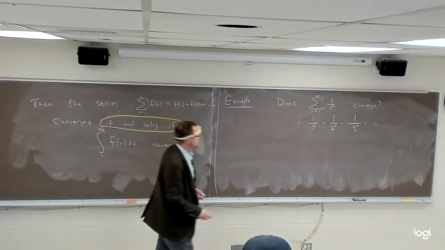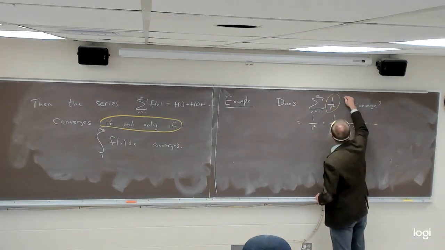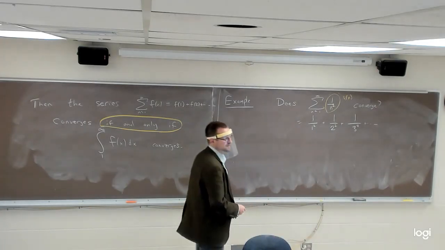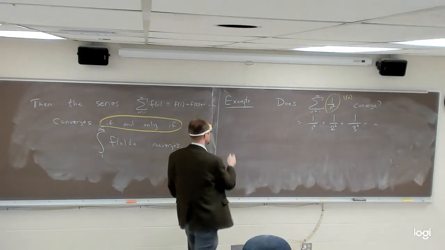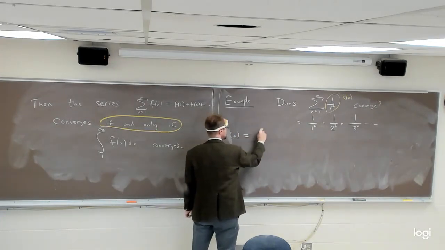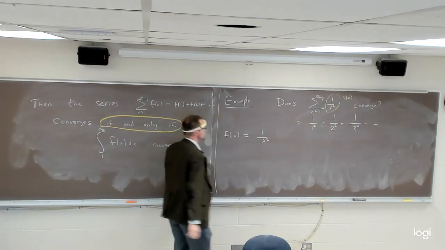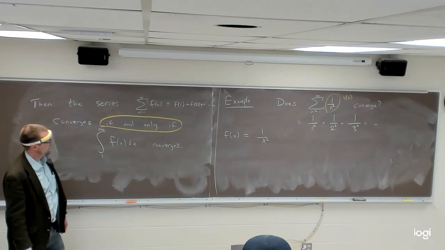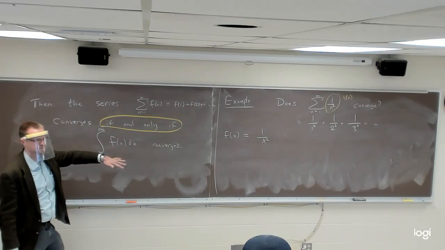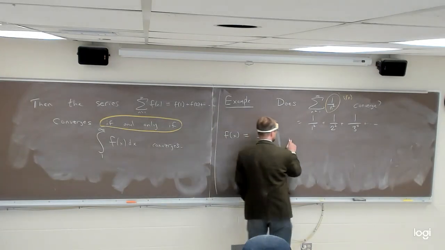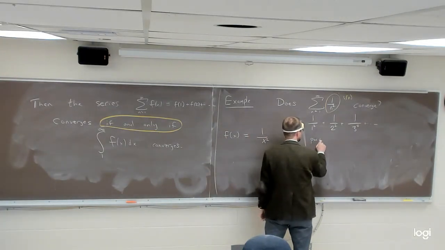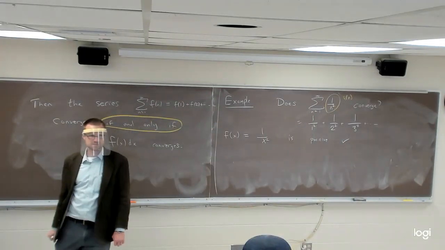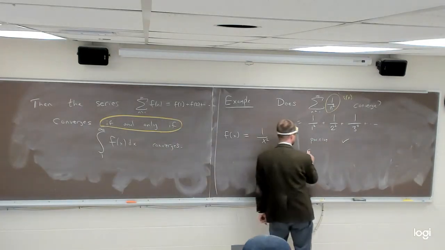So to apply the integral test, I'm going to look at this and say that's some function of n. F of n is 1 over n squared. The corresponding function f of x is 1 over x squared. So I need to check that the criteria are satisfied for the theorem to work. Is it positive? Check. 1 over x squared is positive. Continuous, yes.